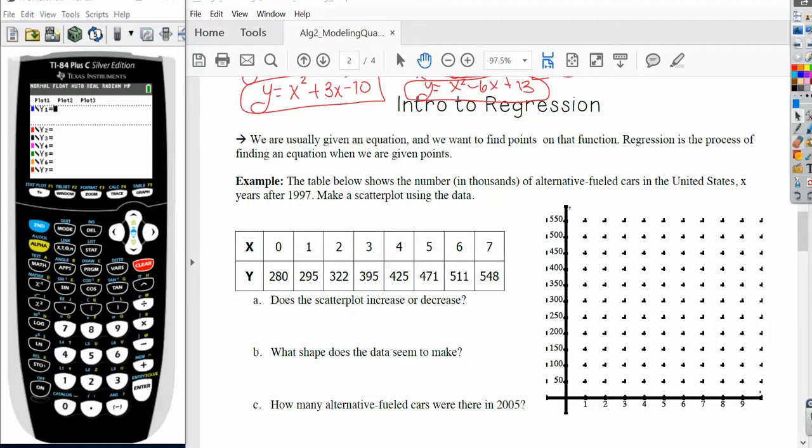Now going to talk about regression. A lot of times I usually give you the equation and I want you to find points on that function. Regression is the process when I'm given the points and I want the equation. So not everything in real life follows an exact pattern, right?